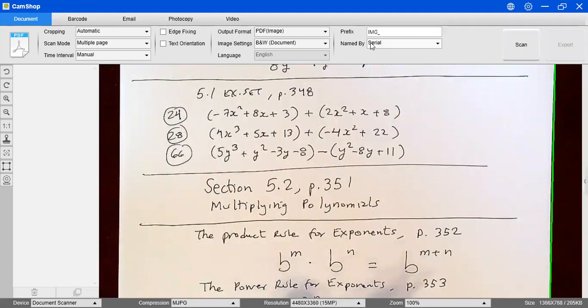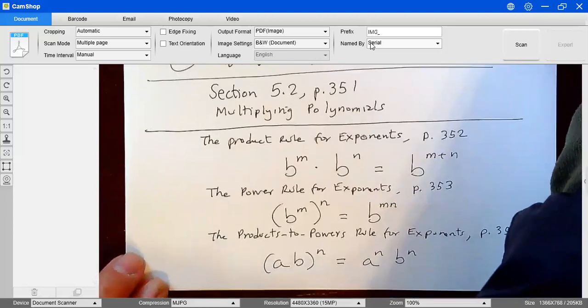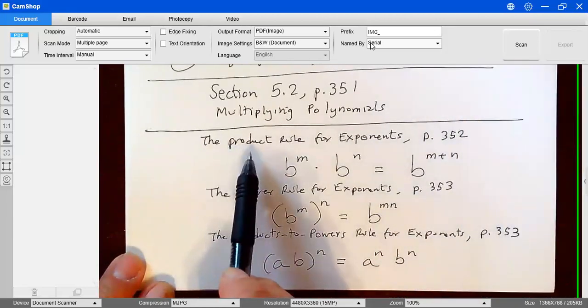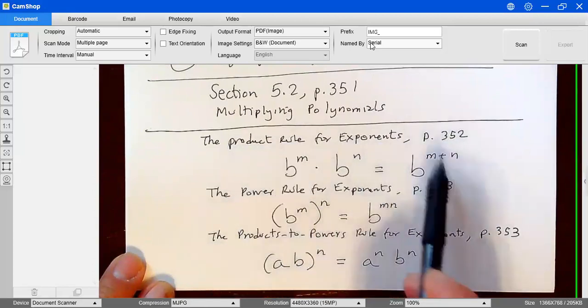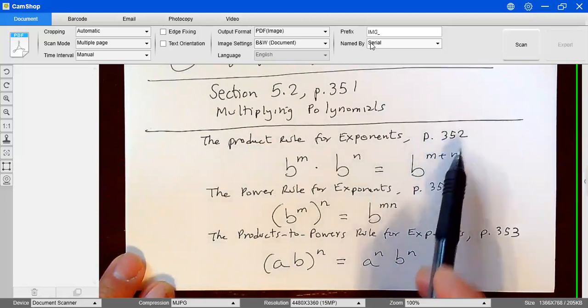So to multiply polynomials, we're going to learn some rules that are applicable to the exponent. So there are 3 rules here. I just wrote the 3 rules. The first one is the product rule for exponents, and is described in a green box on page 352.